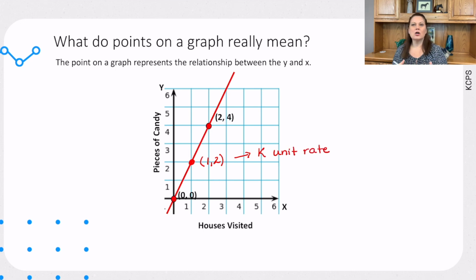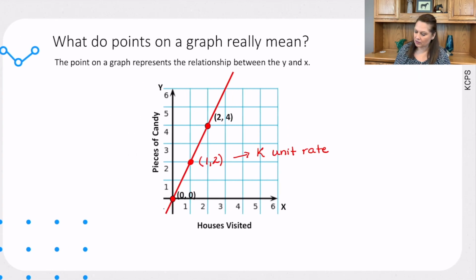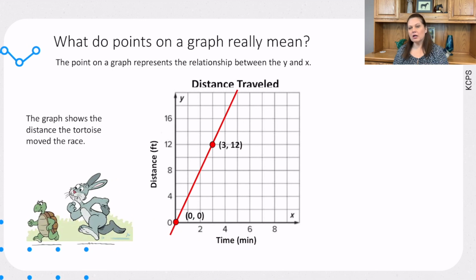Okay, so the points on a graph can mean multiple things. You just have to remember, okay, what's my label on my X and Y, and how can I use that? So let's take a look at another one. We all know the story of the hare and the tortoise, or the rabbit and the turtle, however you want to say that.